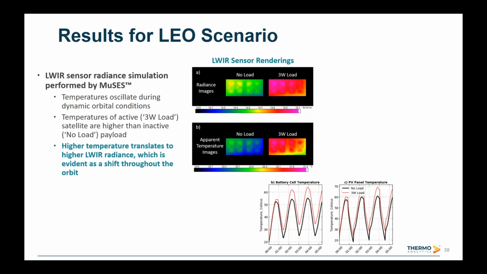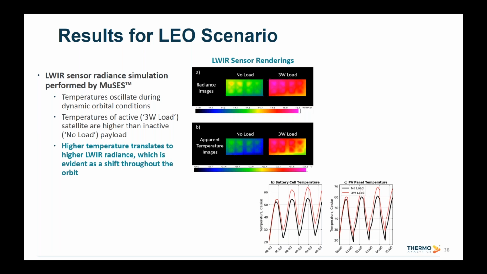And that's because there's a very strong T to the fourth relationship between physical temperature and radiance in the long wave band. So these colored images that you see here are false color renderings that are being done in the 8 to 12 micron band inside MuSES. So these are band integrated sensor images. Panel A there is in units of radiance, and panel B is in apparent temperature, which is what the temperature would have to be if these were black bodies. But of course they aren't black bodies, but that's a unit that some people like to see.